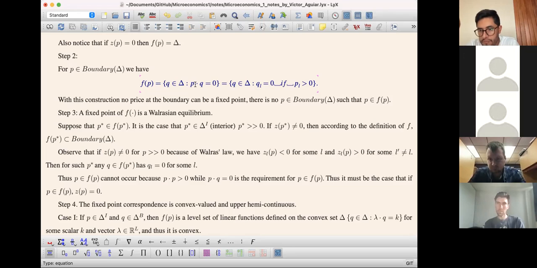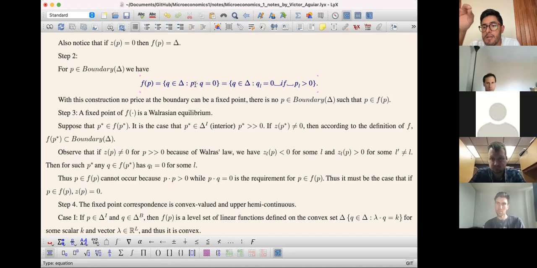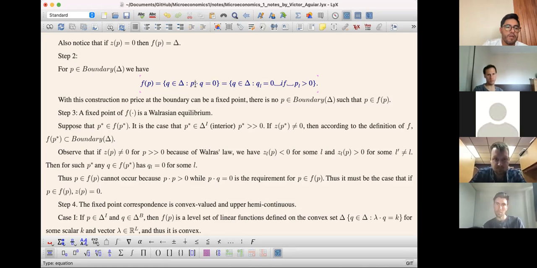Remember that the price that is going to clear the market is going to be a positive price. So again, step 1 and step 2 are done on purpose to guarantee that the fixed point happens at equilibrium and at an interior price, and that there is no other fixed point that happens at the boundary. You understand? This is the whole reason why this exists.